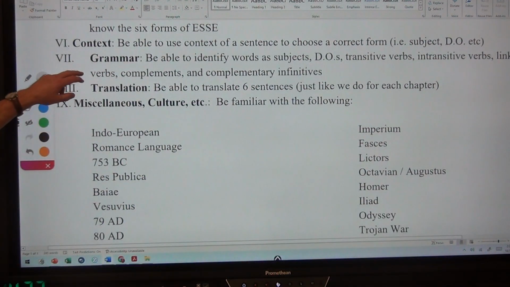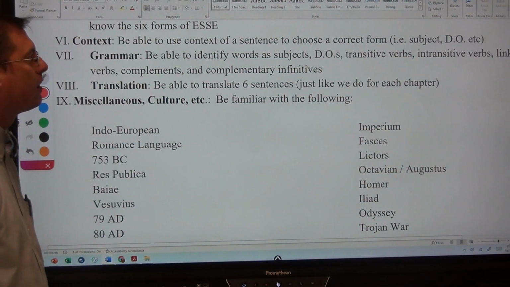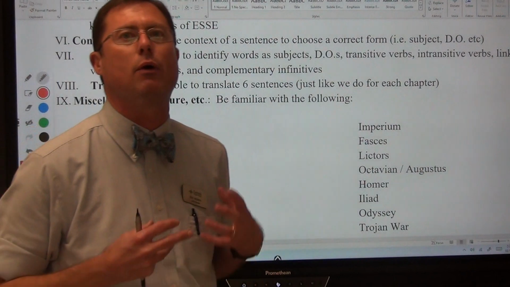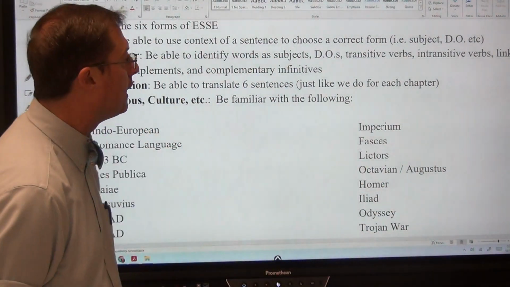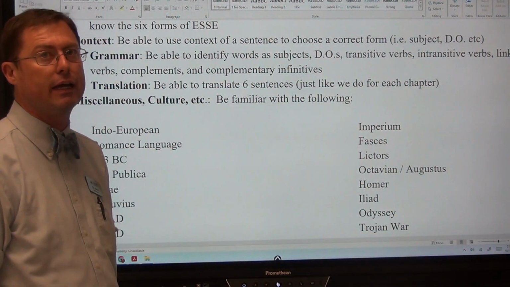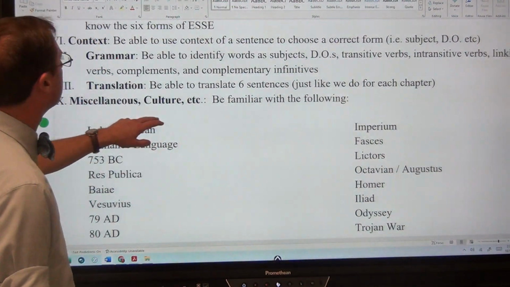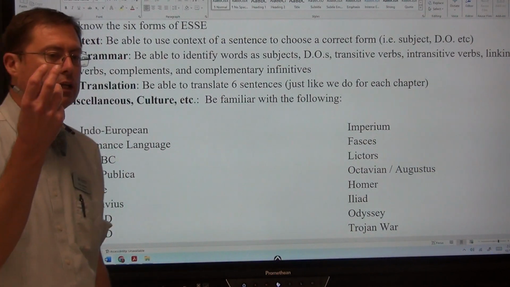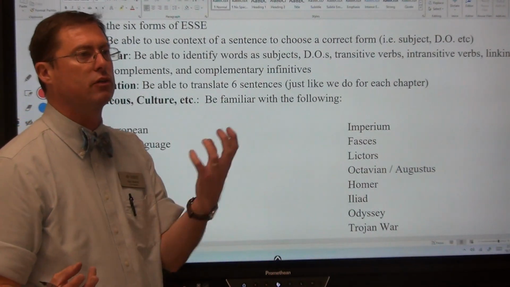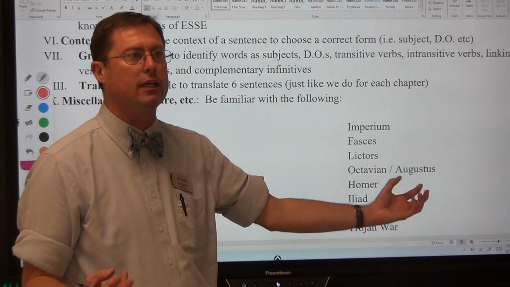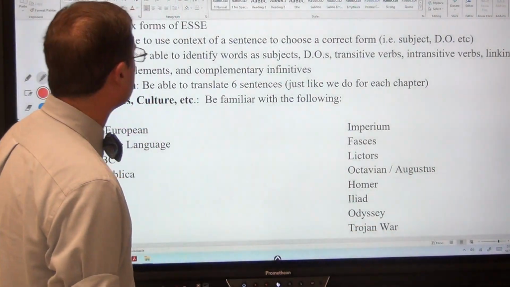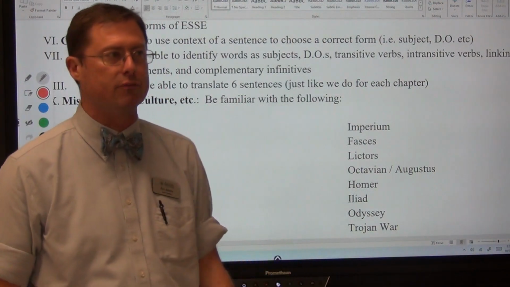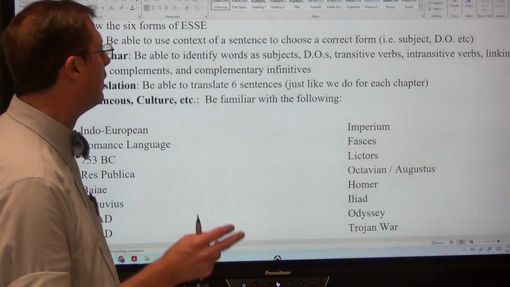And then as well you'll have a grammar section in which you need to be able to identify things that are functioning as subjects or direct objects, transitive verbs, which remember are verbs that will have a direct object or can, intransitive verbs, which are verbs that will not have a direct object, linking verbs, which we know by the very name of it, link things, complements, which are the nominative forms of either a noun or an adjective that is linked to the subject via the linking verb. And then finally you need to know whether it is an infinitive, and we're going to term it a complementary infinitive. Remember, the complementary infinitives are not the same as complements.